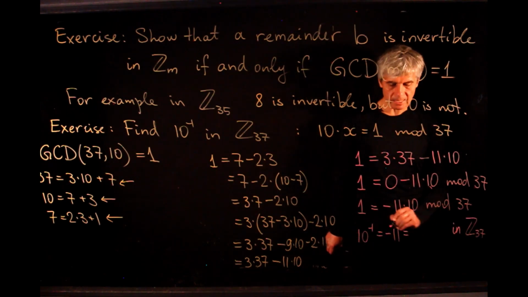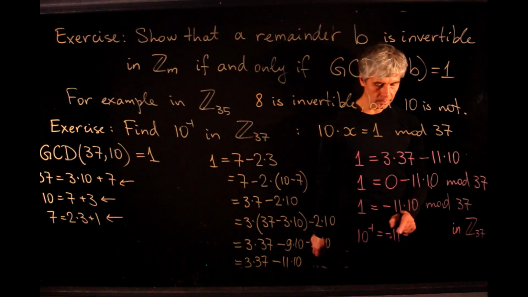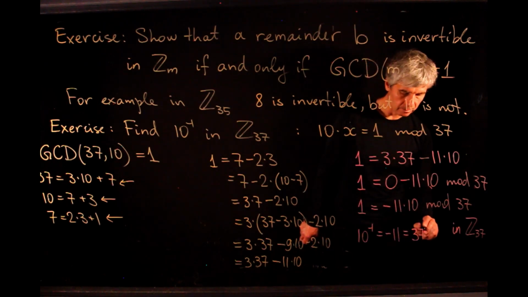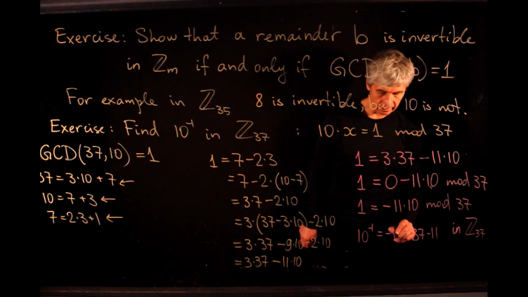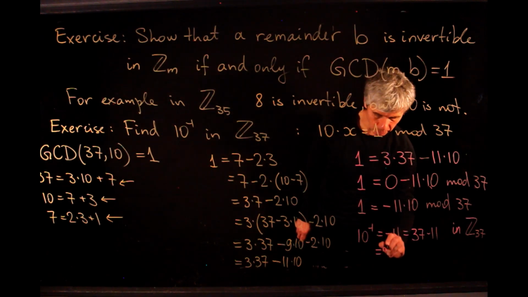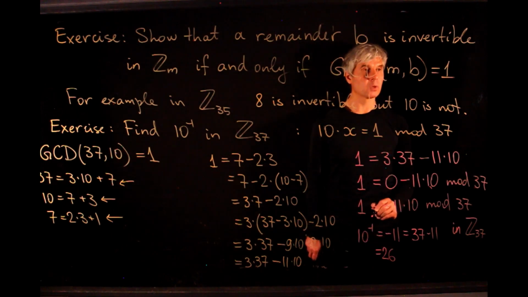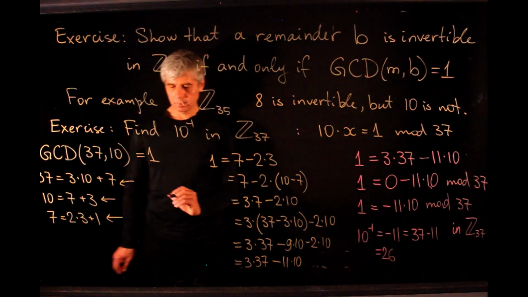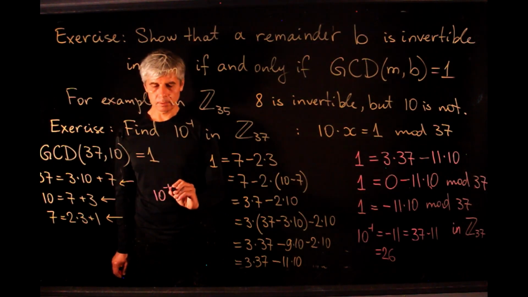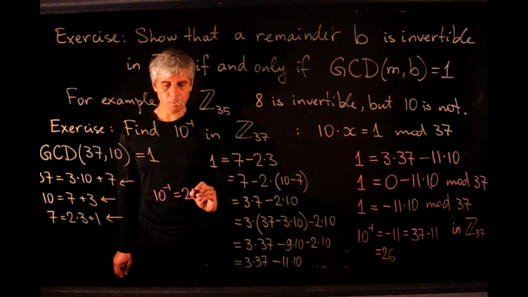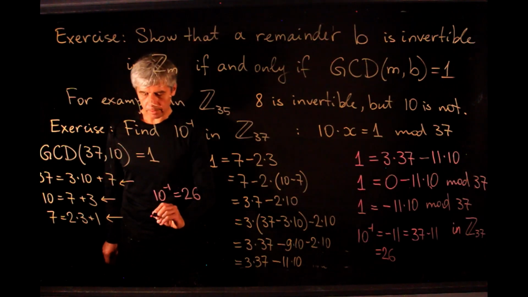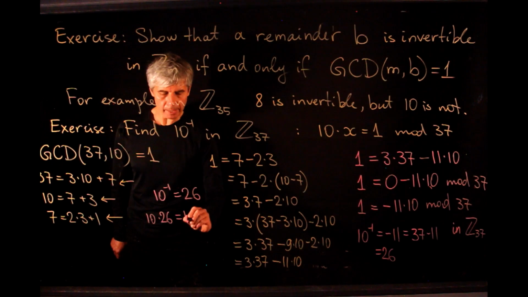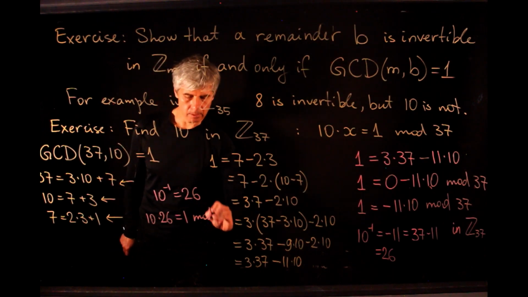But what is negative 11? So negative 11 is the same thing as 37 minus 11. And this is equal to 26. So our conclusion is that 10 inverse is equal to 26. Or 10 times 26 is equal to 1 mod 37.